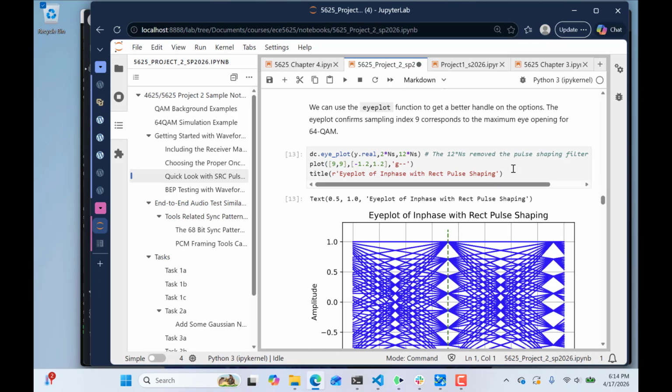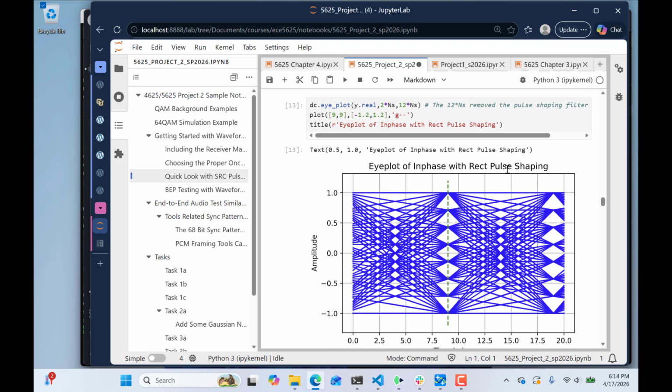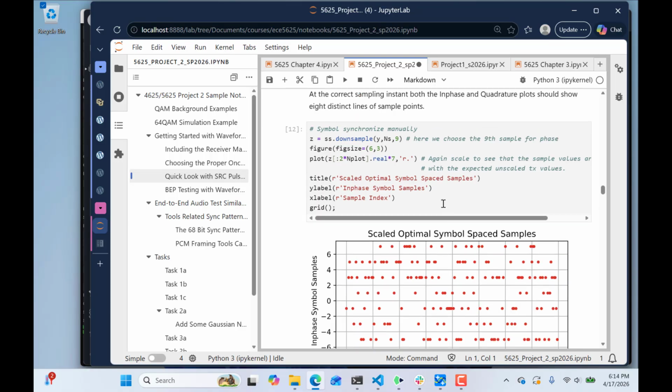If we use what's called an eye pattern plot, we can look at the in-phase and we can see at the sampling instance these nice points, the 8 points. In between, it's a waveform, so it's transitioning. And so this is called an eye pattern plot, but we're looking at 8 eyes stacked on top of each other because we have 64 QAM present.